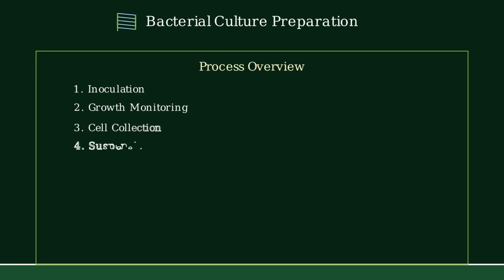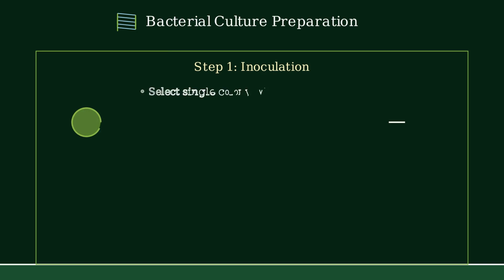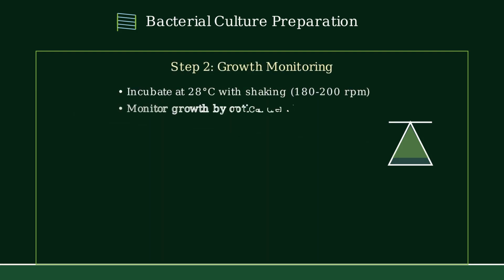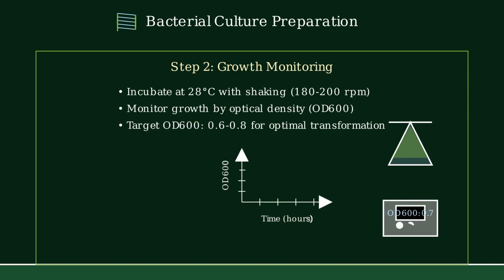Preparing Agrobacterium cultures is a critical step for successful plant transformation. First, select a single colony of Agrobacterium containing your gene of interest. Inoculate it into liquid media such as LB or YEB, supplemented with appropriate antibiotics for selection. Incubate the inoculated culture at 28 degrees Celsius with shaking at 180 to 200 RPM.